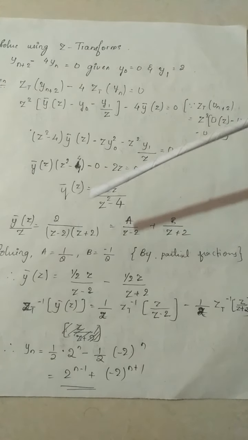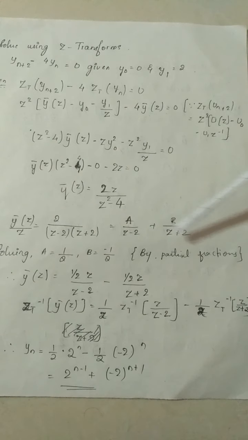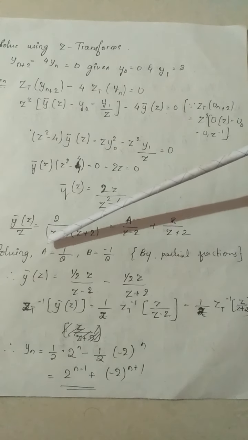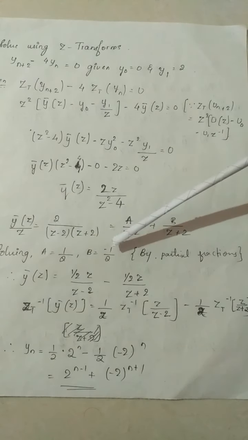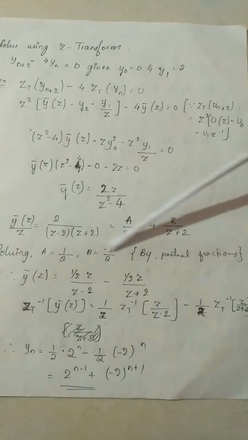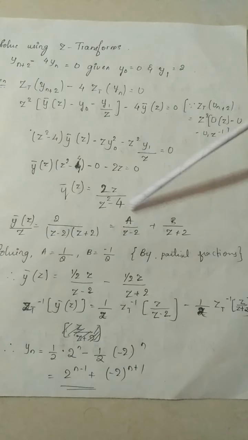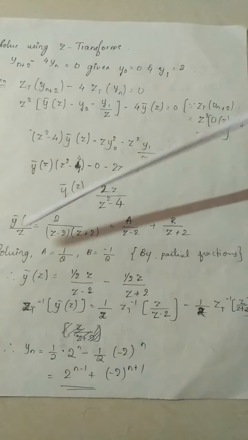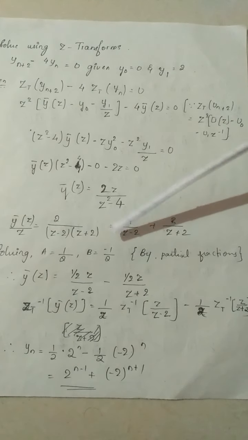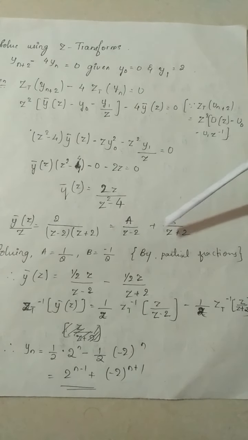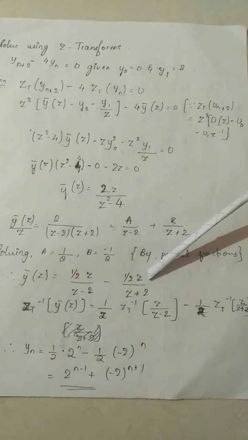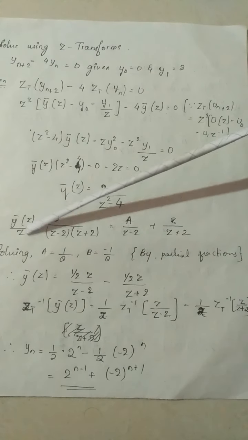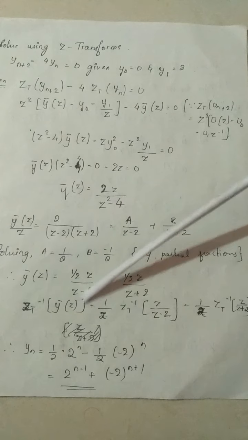Now similarly as we solved in the previous problem, put z equal to plus 2 and minus 2, and you will get the values of a and b. A is equal to 1 by 2, b is equal to minus 1 by 2. Substitute these values here. So you get y bar z upon z is equal to 1 by 2 upon z minus 2 minus 1 by 2 upon z plus 2. Now shift this z to the other side.